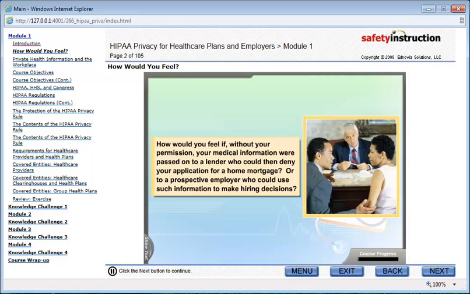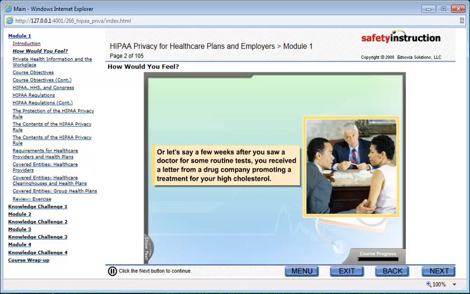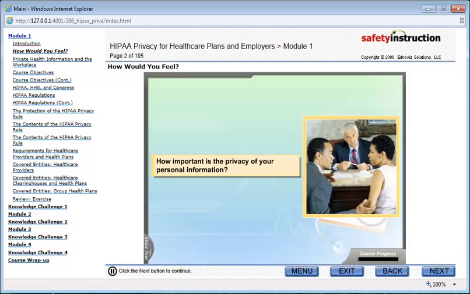How would you feel if, without your permission, your medical information were passed on to a lender who could then deny your application for a home mortgage? Or to a prospective employer who could use such information to make hiring decisions? Or let's say a few weeks after you saw a doctor for some routine tests, you received a letter from a drug company promoting a treatment for your high cholesterol. How important is the privacy of your personal information?